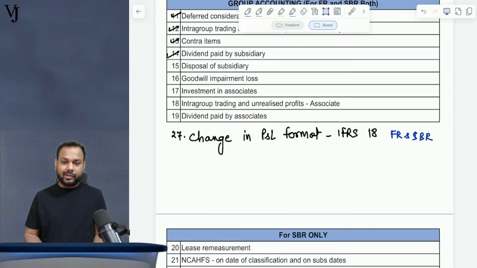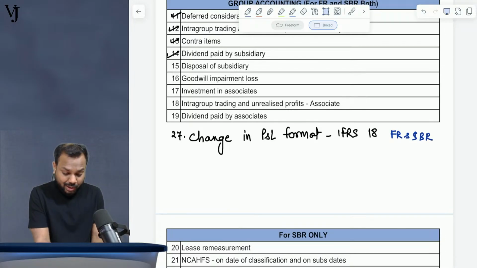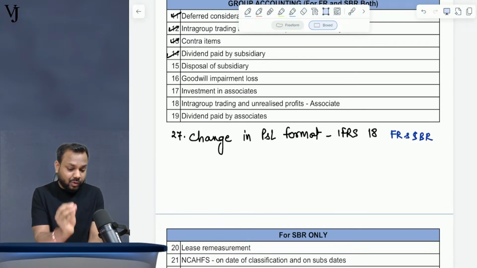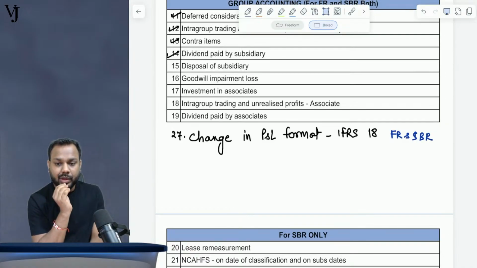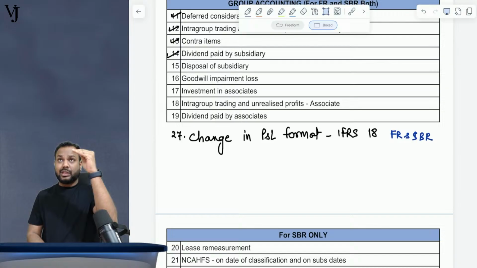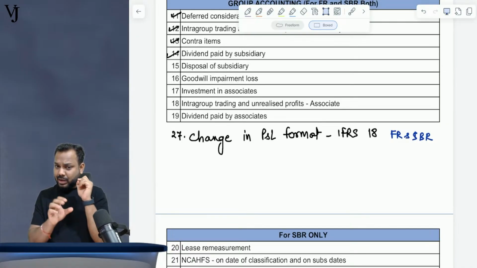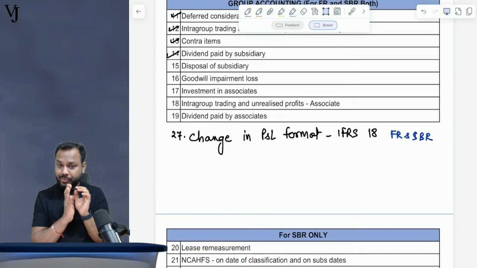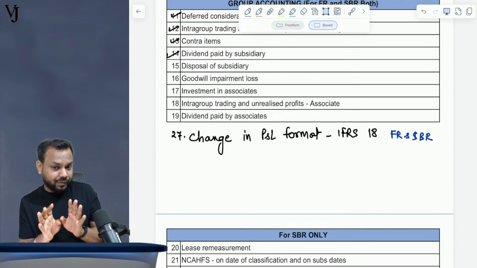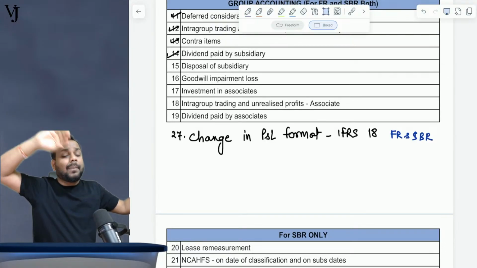Kindly suggest a way to revise the whole group in the least possible time. Okay, a roadmap would be better. Understand, whether it is group accounting of FR or of SBR, the best way to revise it is to just see a console SOFP. Uday, do you remember I gave a console SOFP proforma in our classes, right? Prepare that proforma yourself. Just think, what can be the possible adjustments?